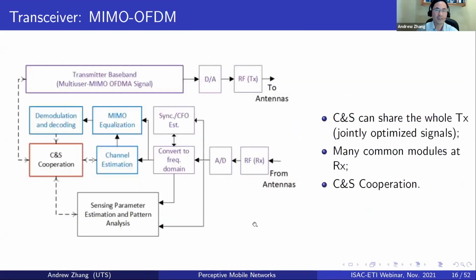All right, next let's have a look at how we may evolve the current communication-only mobile network to one with integrated sensing capability.